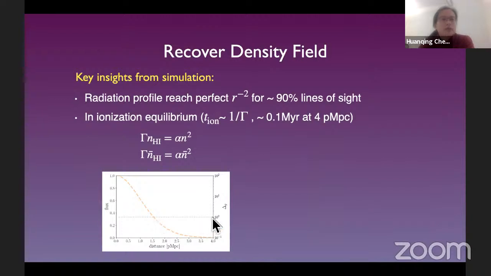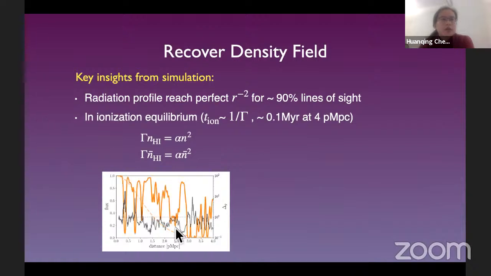In a universe with uniform density, we know that the transmitted flux will be a very smooth shape like this dashed line, which I shall call the baseline. And with the density fluctuation, the transmitted flux will fluctuate significantly.